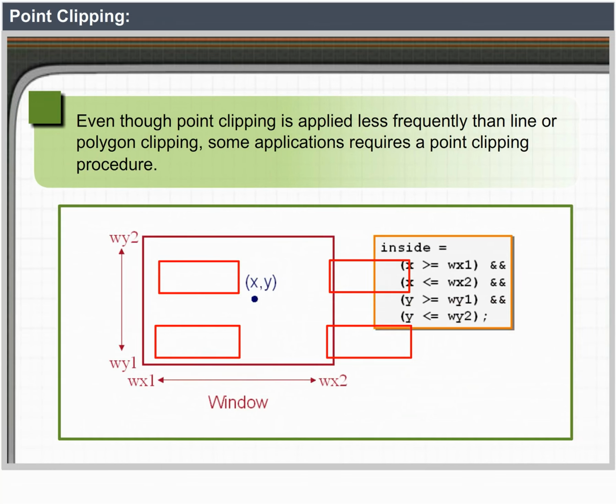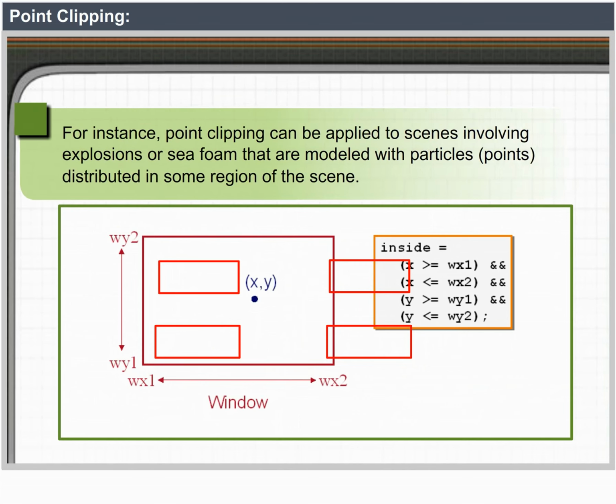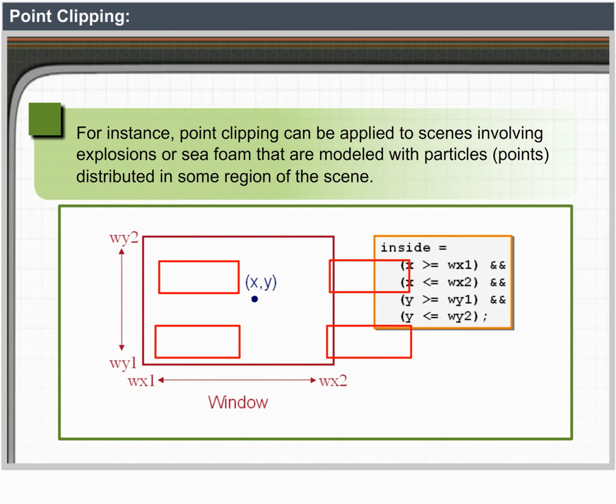Although point clipping is applied less often than line or polygon clipping, some applications may require a point clipping procedure. For example, point clipping can be applied to scenes involving explosions or sea foam that are modeled with particles, points, distributed in some region of the scene.